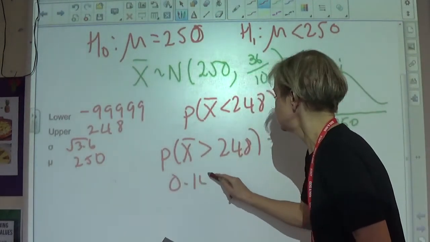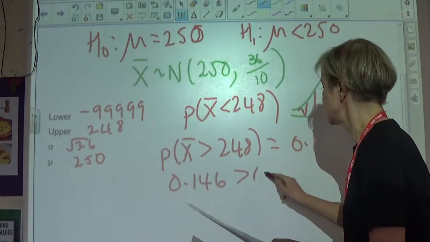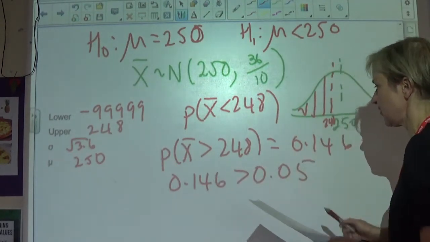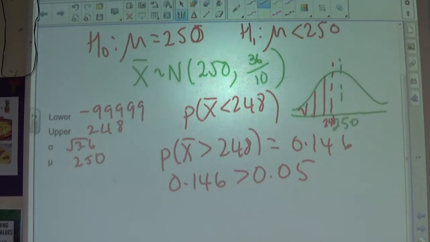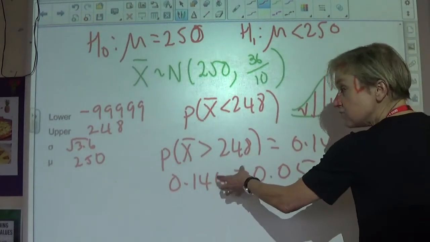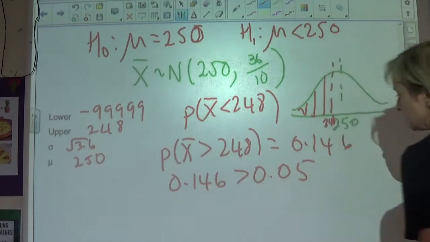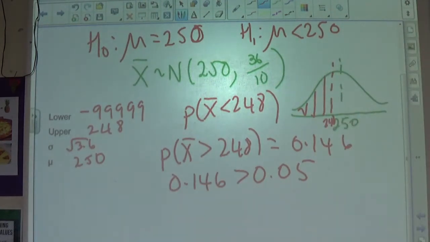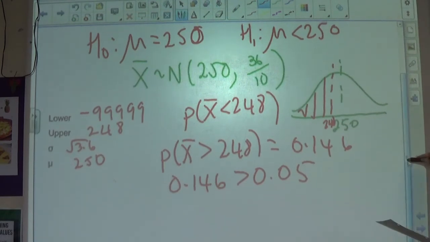0.146 is greater than 0.05. So, the probability of seeing this under the null is reasonably big. It's definitely bigger than 5%. Therefore, for 1 mark, there is insufficient evidence, or not enough evidence, to reject the null at the 5% level.